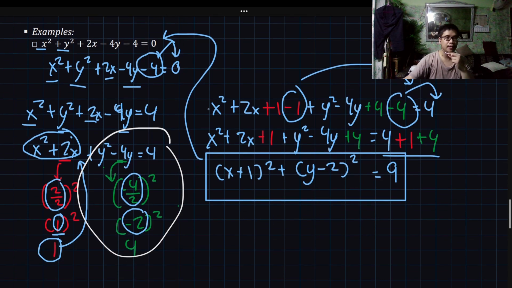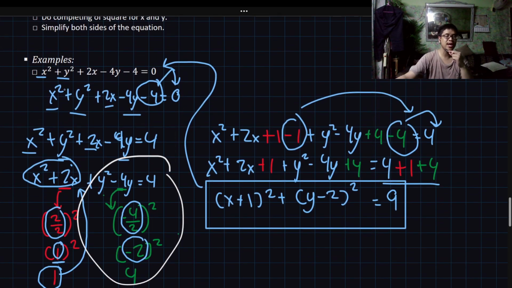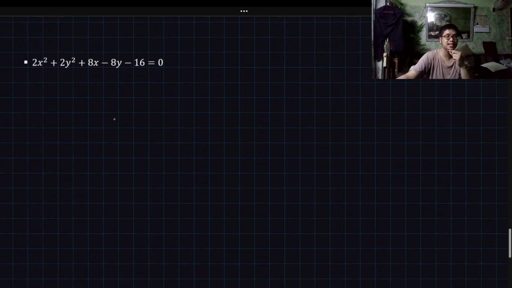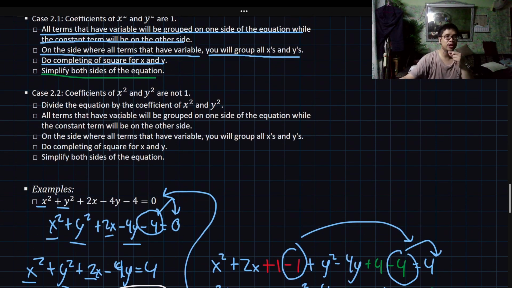All right. Let's just say we have this one. x squared plus 2y squared plus 8x minus 8y minus 16. Since the numbers for x squared and y squared are visible, meaning it has numbers, it has 2. Compare that before, here it's just x squared and y squared. Here it has a number. So what are we going to do? We will follow case 2.2.